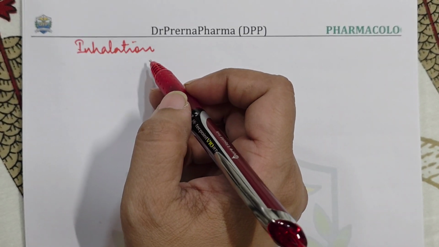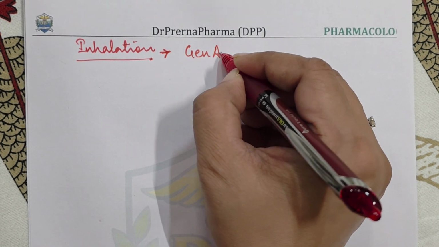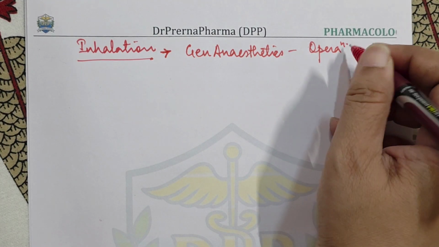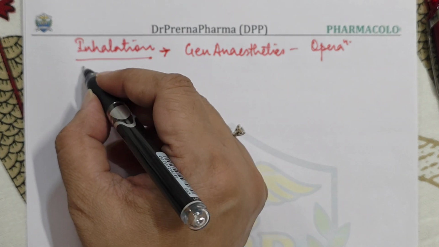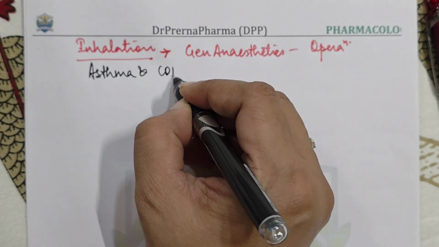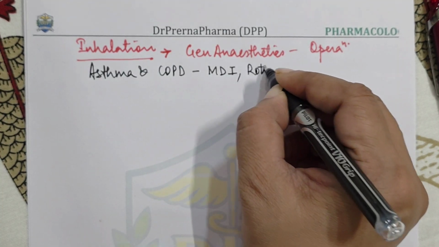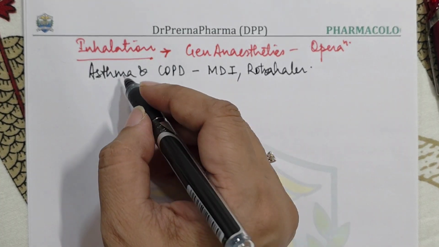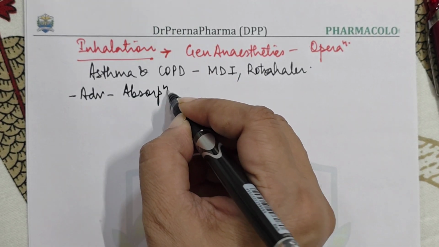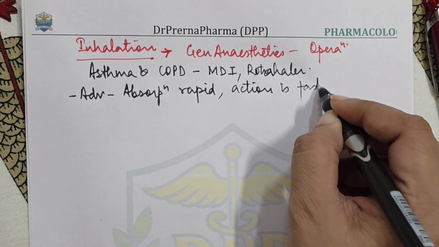Then the next route that we have is the inhalation route. Through the inhalation route we give general anesthetics to patients when we go for operations. Another thing is that we can give all the drugs which are effective in asthma and COPD, which are given by metered dose inhalers and rotahalers. The advantage is that absorption is very rapid, so the onset of action is fast.